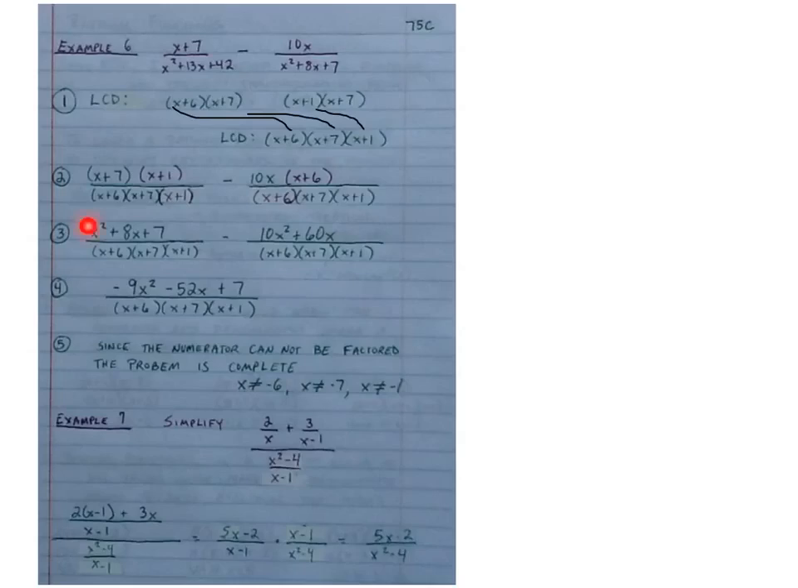And step 4, you add or subtract the numerators, and we can do that now that our denominator is the same. X squared minus 10x squared is negative 9x squared. 8x minus 60x is negative 52x, and 7 minus, there's nothing, is 7. And we wind up getting this expression. And we can try to simplify it, see if the numerator factors. It does not factor, so we are at a complete state. All we need to do is identify the constraints. X cannot be negative 6, x cannot be negative 7, and x cannot be negative 1.